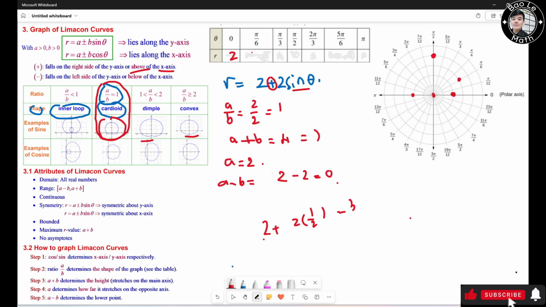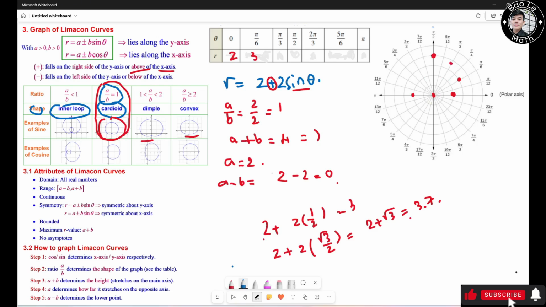Now pi over 3. Substitute here, so I have 2 plus 2 times root 3 over 2, so it can be 2 plus root 3. So it's about 3.7, which should be close to 4. So it can be right here.